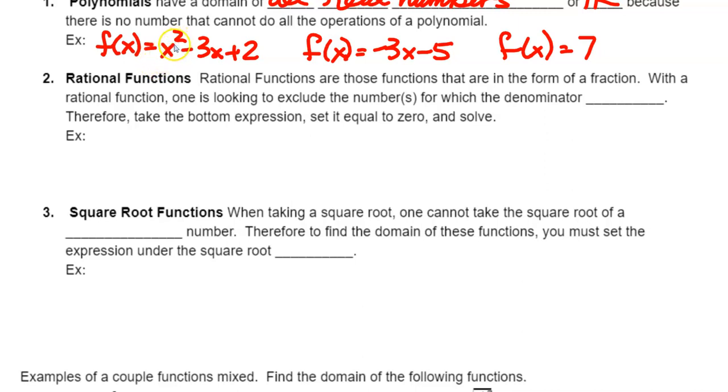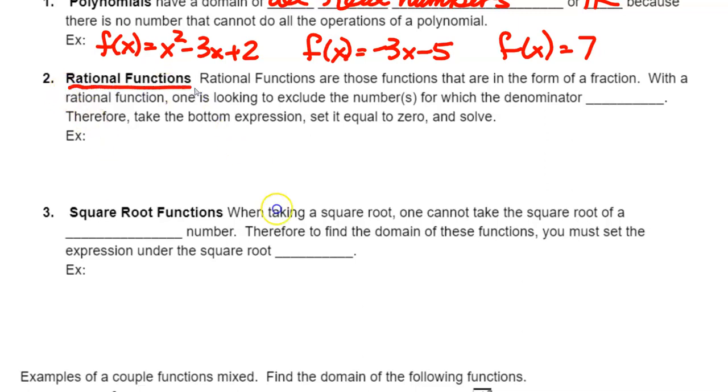The thing about it is no matter how pretty or nasty your number is, anytime you take that number and square it, you'll get a number. -3 times that same number and add 2. Doesn't have to come out to a nice whole number. It could come out to a nasty decimal and it still works. Same way here. I can multiply by -3 any number and subtract 5 and get a number out. Here, it's always 7, so it's always going to kick out a number. And so there's no issues with those whatsoever, making our domain all real numbers, or that -infinity to +infinity.